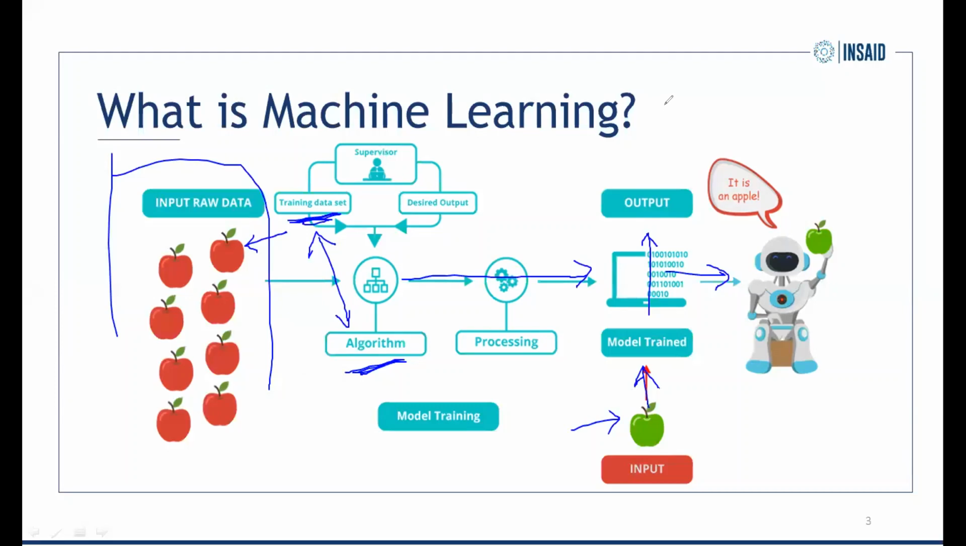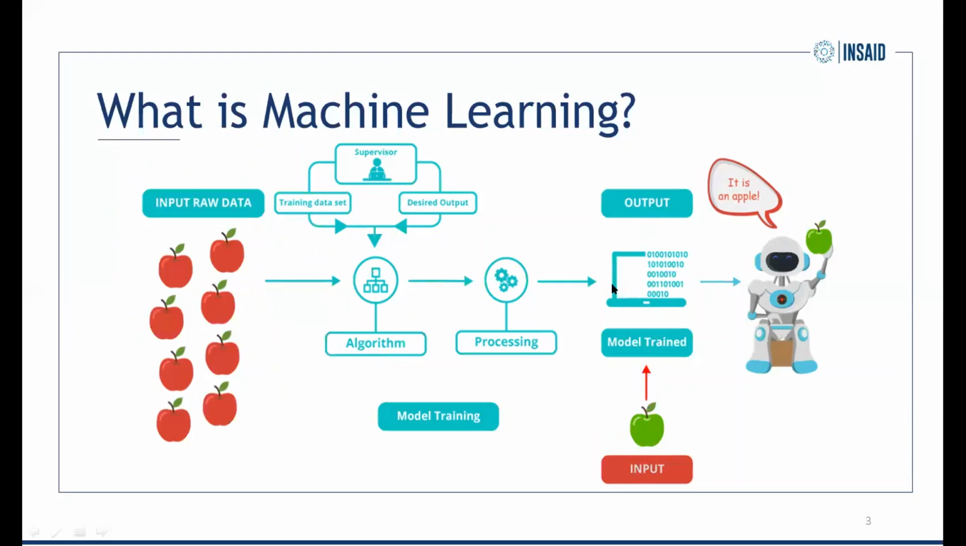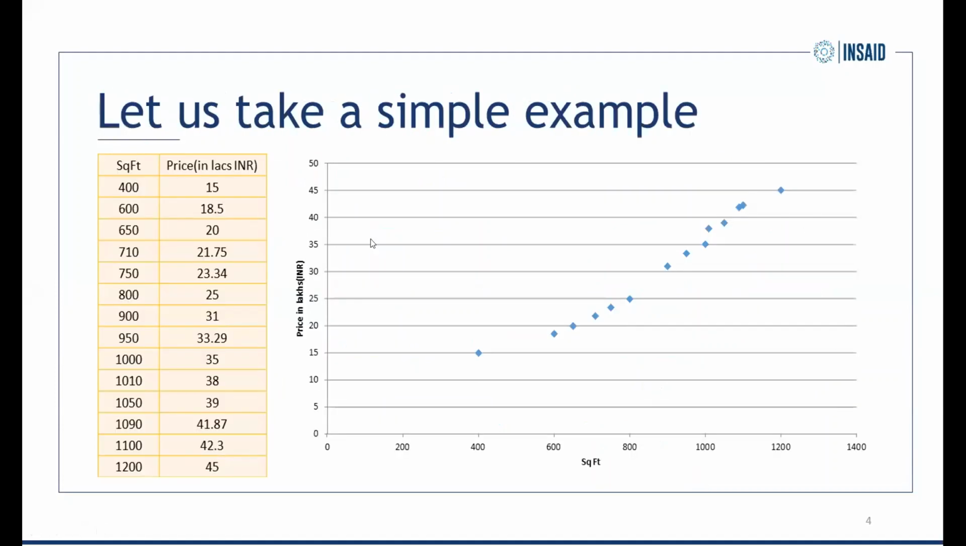Now, let me make this idea a little easier for all of you. Okay, look at this data. It is about the price of a flat in lakhs, Indian rupees, based on the square feet area of the flat. Now, when I plot this data, what can you suggest about the relationship between the area of a flat and the price of a flat? What kind of relation exists?